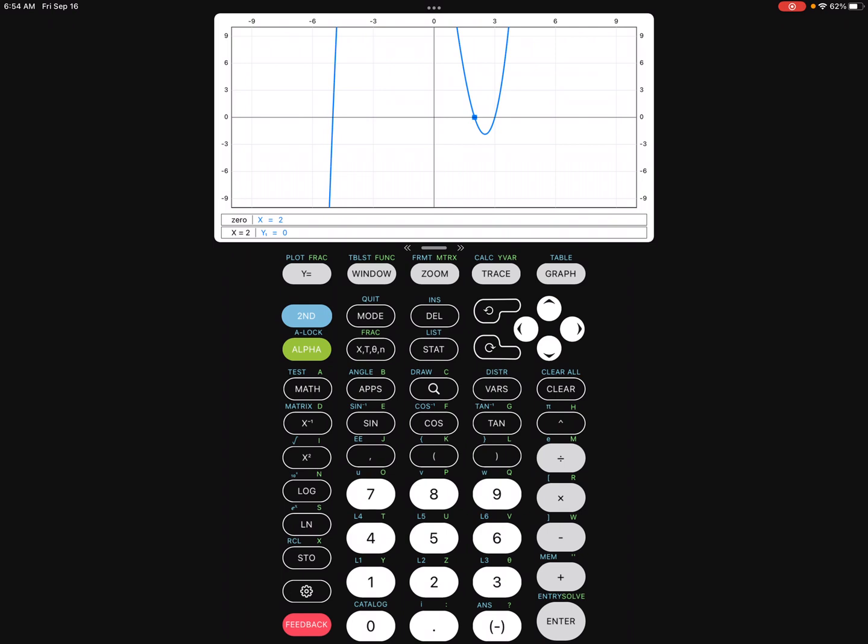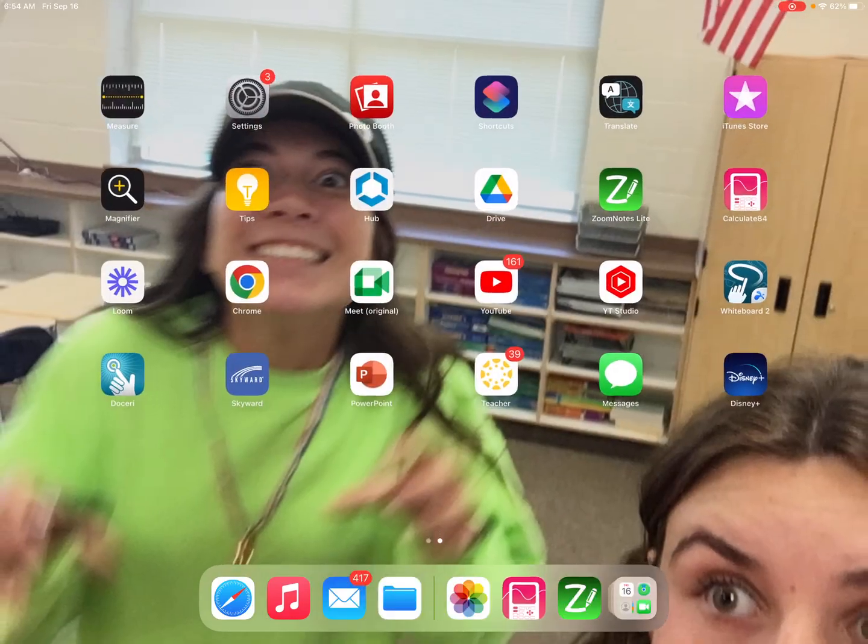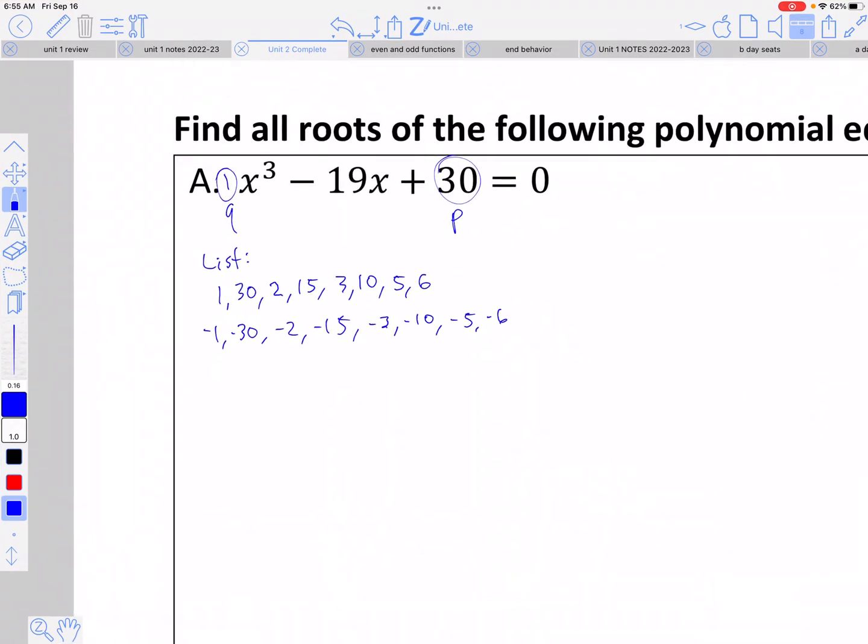And then I'm going to try 3, and it is also a 0. So I have negative 5, 2, and 3. Out of this list, negative 5, 2 and 3 were the three roots.